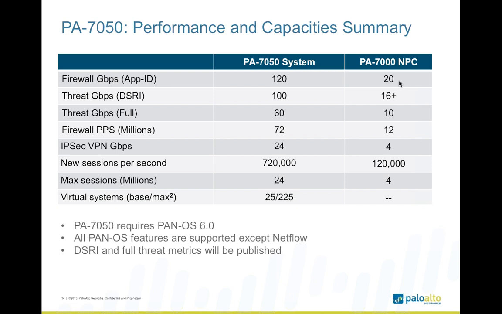If you want two-way inspection, by default it is two-way, by the way, you need to disable it if you want to make sure that it is only DSRI, the disable server response option. So if you want to look into both ways of the traffic, it will give you 10 gigs of full threat prevention.